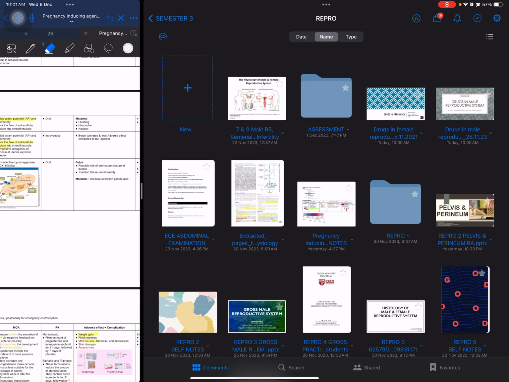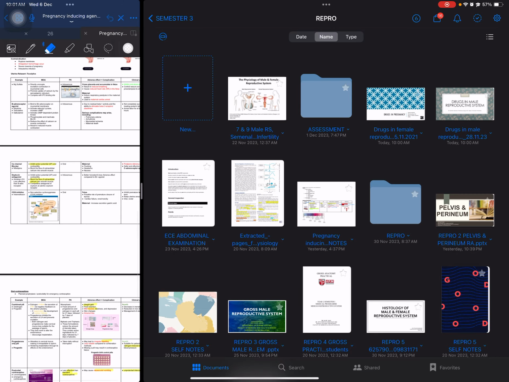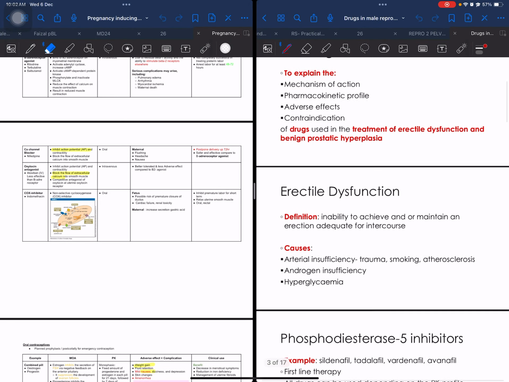Alright, for drug in male reproductive system, incomplete gender biasness, because male is super simple compared to female. Female are complex creature. So for the male reproductive system lecture, I'm only going to introduce 2 diseases, which is erectile dysfunction, ED, and benign prostatic hyperplasia, BPH. Okay? So first of all, this is generic. A pharmacology lecture, you must know mechanism of action, pharmacokinetic profile, adverse effect, and contraindication. Okay? And for male reproductive system, you have to know everything. Do not skip anything because I'm only going to introduce 3 groups. Okay? So first of all, erectile dysfunction.